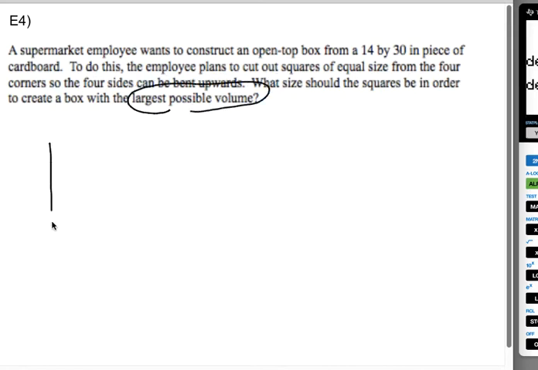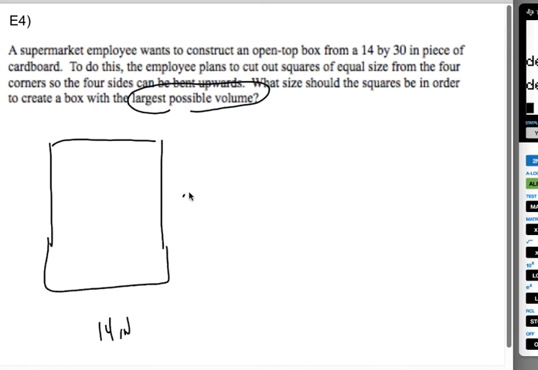So basically what's happening is you're getting a sheet of cardboard, 14 inches by 30 inches, okay? And you're taking a corner that is x by x. We don't know what x is, right? X by x, x by x, x by x. And we're going to assume here that the person is probably actually leaving like little cardboard tab pieces that they could actually glue, because otherwise it's not a very good box.